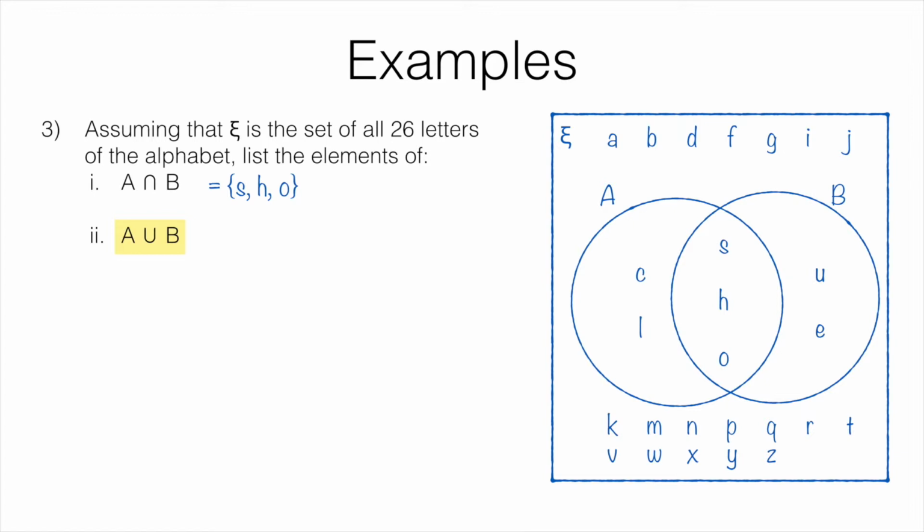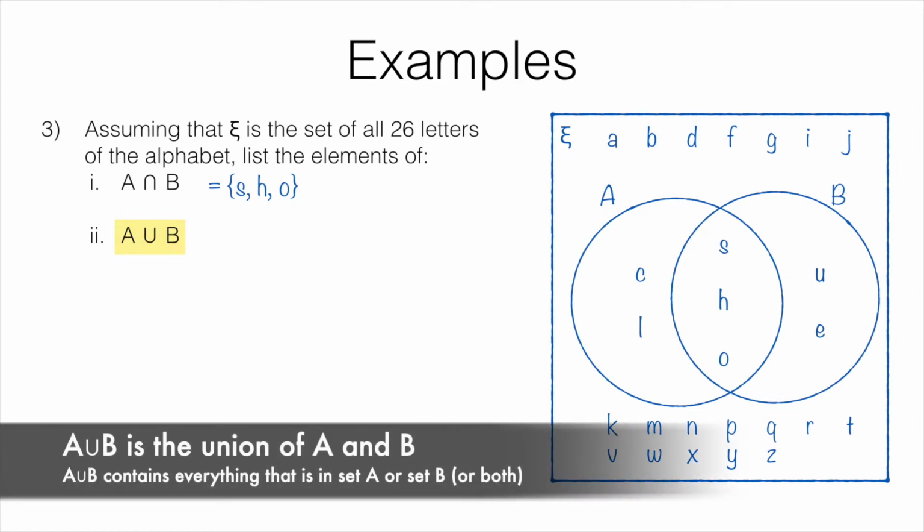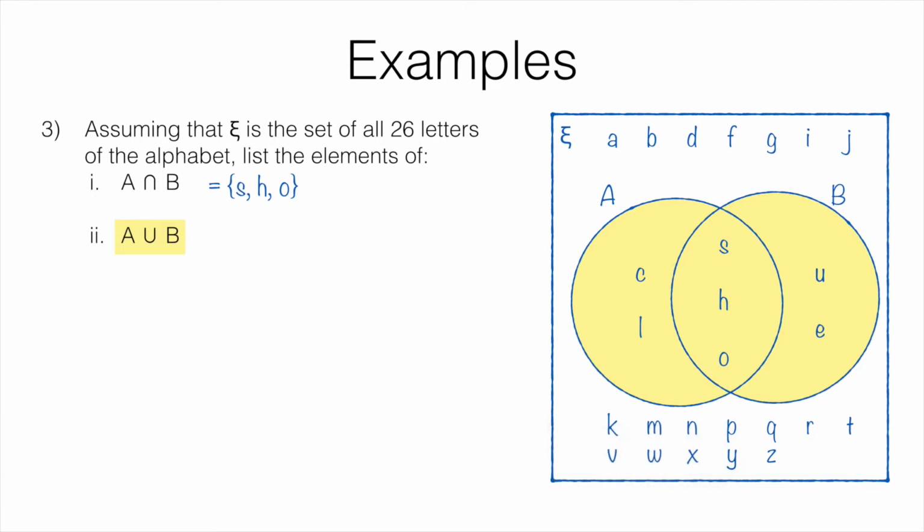Moving on to the second part, we are now looking for the union of A and B. That's what this symbol here means. So we are looking for A union B. What this means is that we're looking for all of the elements that belong to set A or to set B, and that includes those that belong to both at the same time. I've shaded the correct region on this Venn diagram. This is the union of A and B, and it contains all of the elements that belong to either A or to B or to both. So we can write out the set as follows, and we can move on.